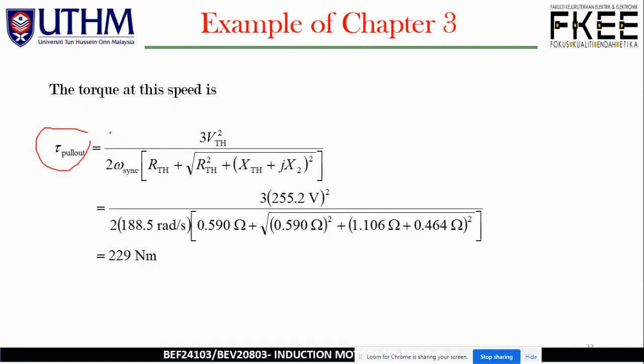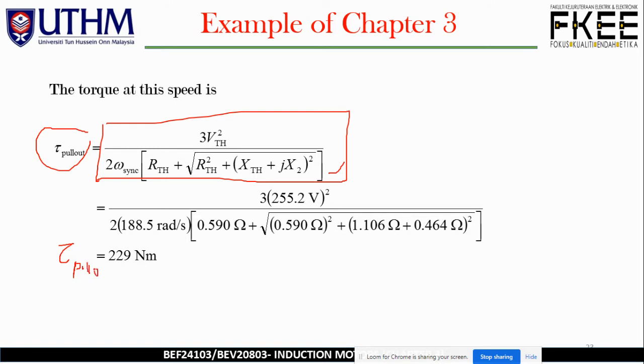Again, just use the equation we obtained earlier, with VTH, RTH, and so on. From here we get that the pull out torque, or the maximum torque, is around 229 Newton meter.